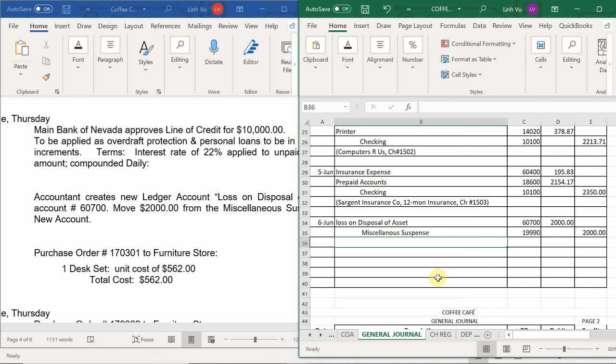So now in this case, let's go ahead. What's the description here going to be? Move the miscellaneous to the loss on disposal. I don't know. Move from miscellaneous suspense to loss on, okay, maybe loss for to new account.